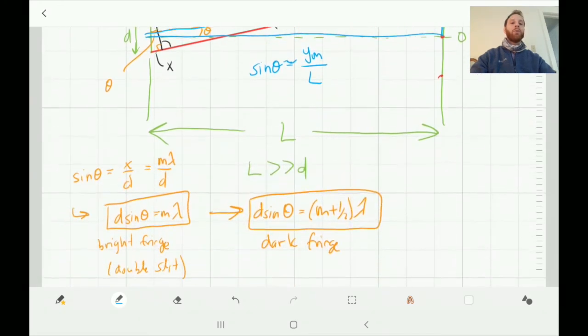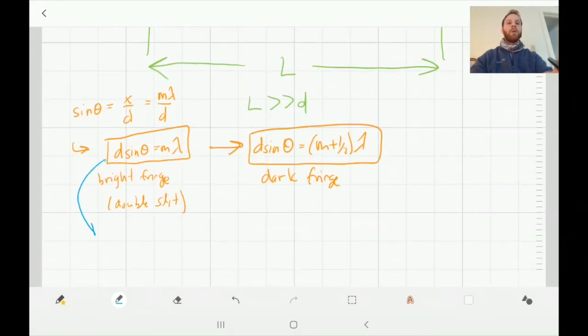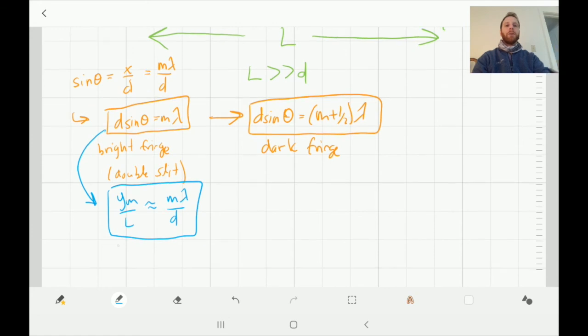So another way that you can write this bright fringe equation, and this will be useful when you're asked to find the spacing between bright fringes, is you can write, instead of sine theta, ym over L. That is approximately equal to x over d, in other words, m lambda over d. And maybe I'll just box it there. Again, that is for constructive interference, or bright fringes. And I'll leave it up to you to determine what the equation would be for the dark fringes.